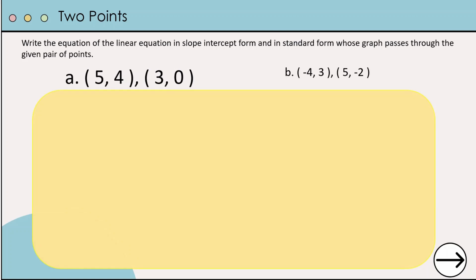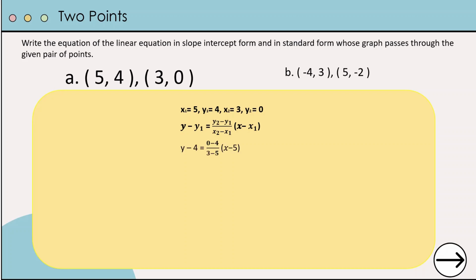Let's have example A. We have here the given pair of points (5, 4) and (3, 0). Our first step is to determine the values of x sub 1, y sub 1, x sub 2, and y sub 2. In this case, x sub 1 equals 5, y sub 1 equals 4, x sub 2 equals 3, and y sub 2 equals 0. We simply substitute these values in the two-point form, which is y minus y sub 1 equals y sub 2 minus y sub 1 over x sub 2 minus x sub 1 times the quantity x minus x sub 1.